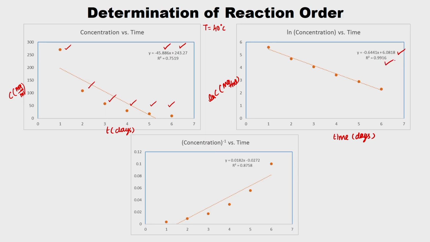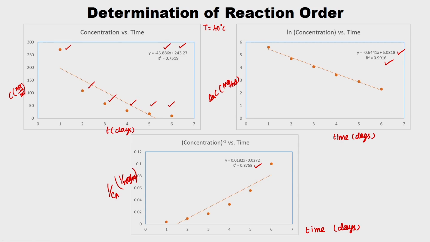square is 0.9916. So, this is again my x axis is time in days and my y axis is 1 upon Ca. So, this is nothing but 1 upon milligrams per ml. So, this is unit. So, I have plotted again. So, it gives me r square of 0.8758.